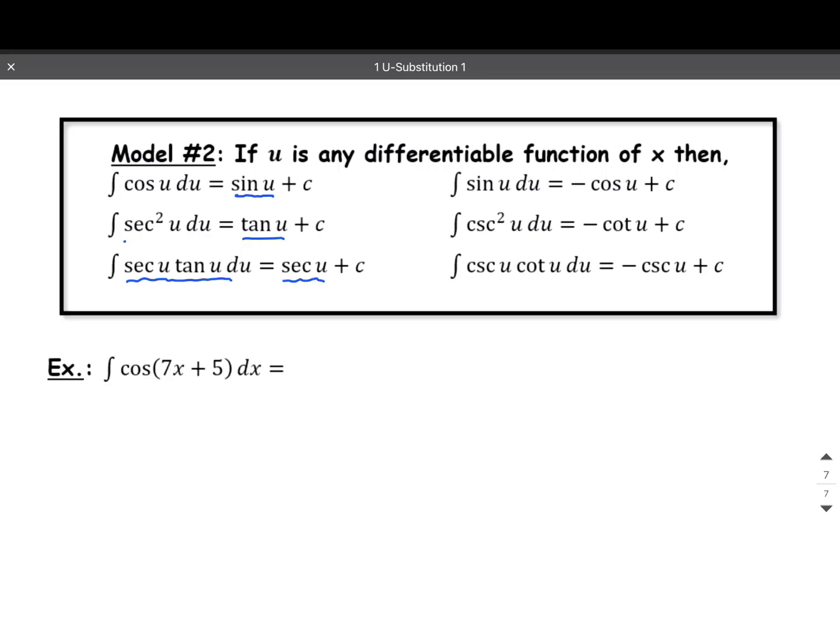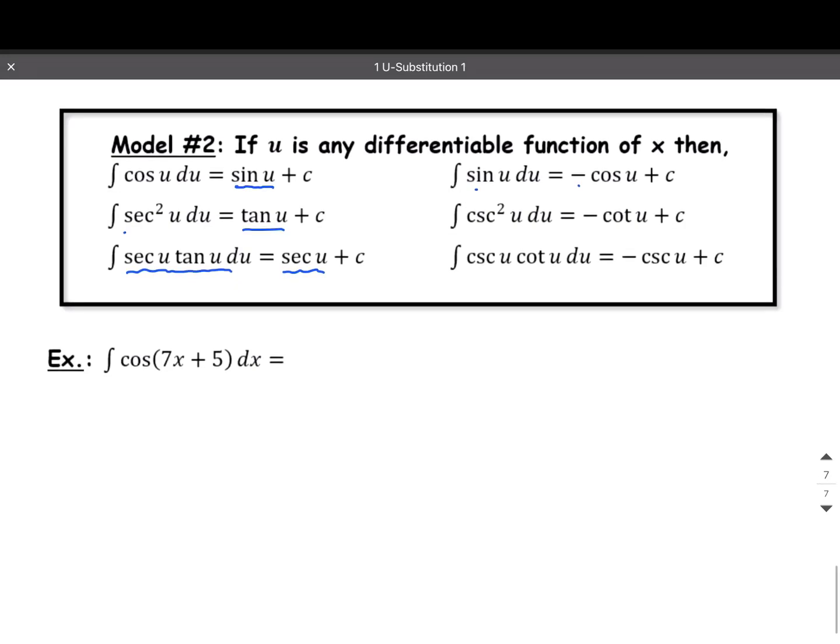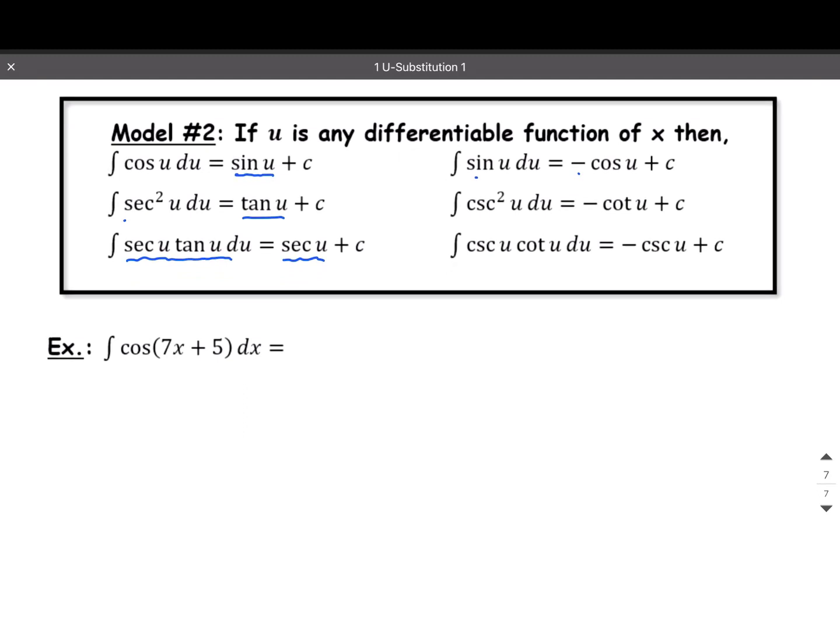The ones you have to be careful of, as always, are the cofunctions. The antiderivative of sine u is negative cosine, because remember, the derivative of cosine x was negative sine x. So therefore, the antiderivative of sine u is negative cosine u plus c. Okay, so these are all the same rules you already know. Do not panic. You know them already, or at least you're supposed to know them already. So again, when we're going to do a u substitution and we have a trig function, 9 times out of 10, the u is the angle, 7x plus 5, because it's inside the trig function.